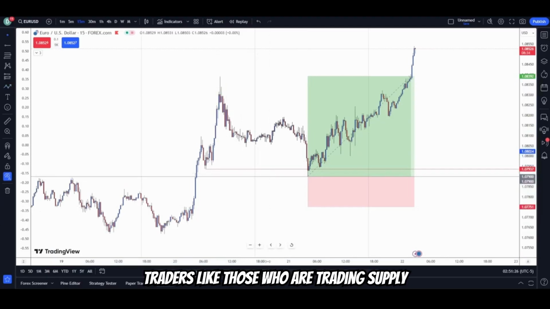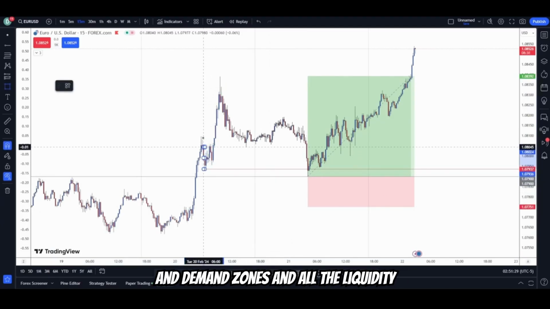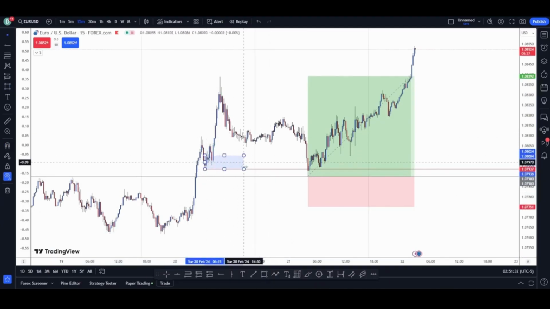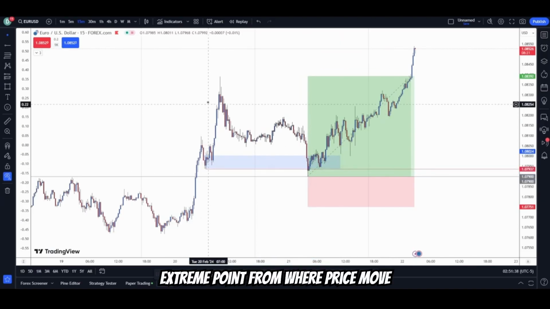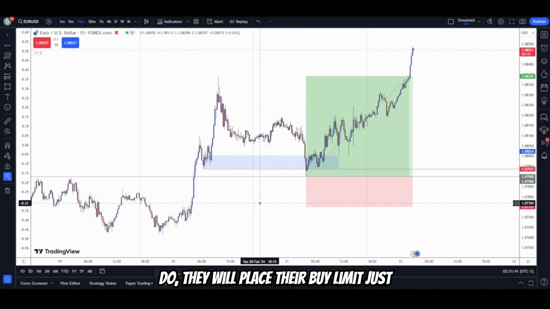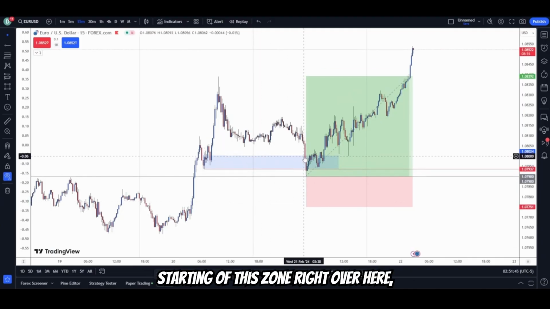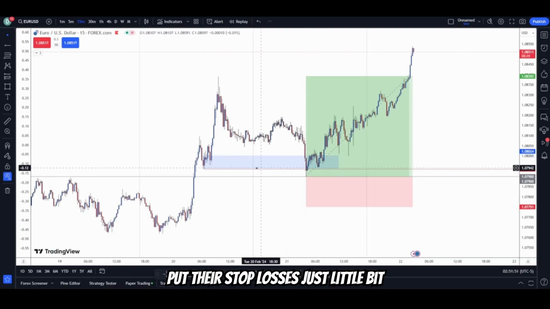So now all the traders, like those who are trading supply and demand zones and all the liquidity, they will be doing like this, right? Because they can see that this was the extreme point from where price moved towards the upside. So now what they will do, they will place their buy limit just starting off this zone right over here, and they will put their stop loss just a little bit below this structure.